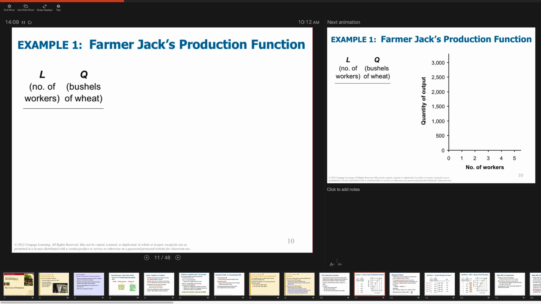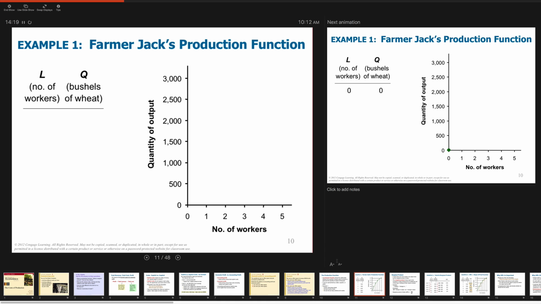So L is what? Number of workers. What does L stand for? Labor. Q is quantity. Bushels of wheat. Okay. So we have the quantity of output relative to the quantity of labor. If Jack hires no workers, he has no wheat.